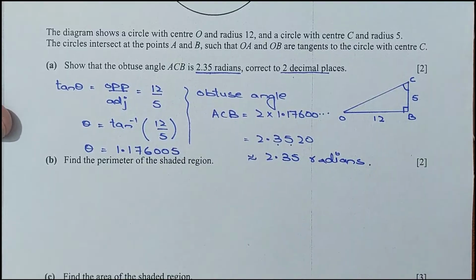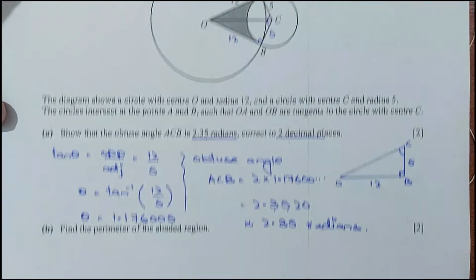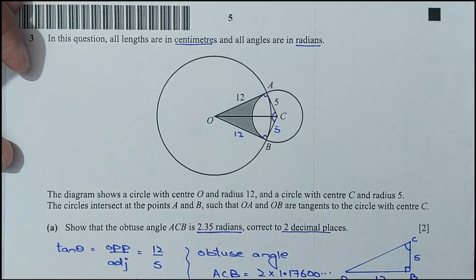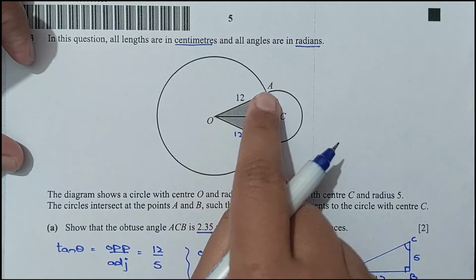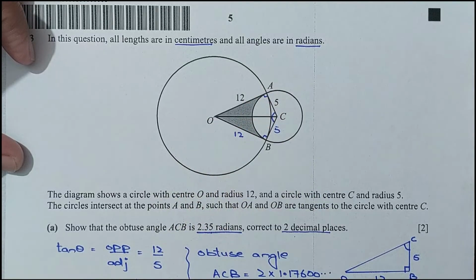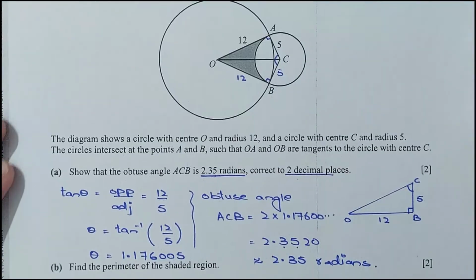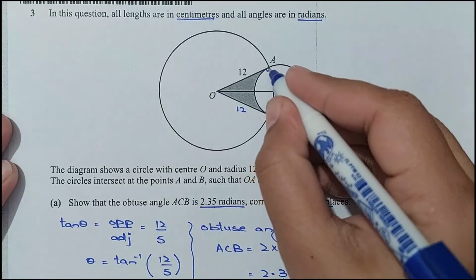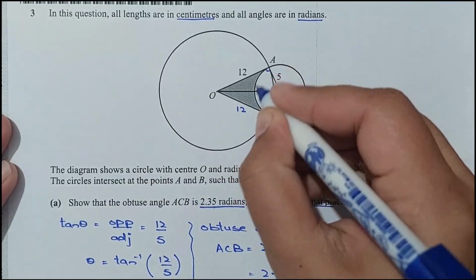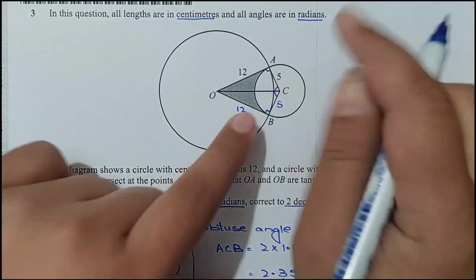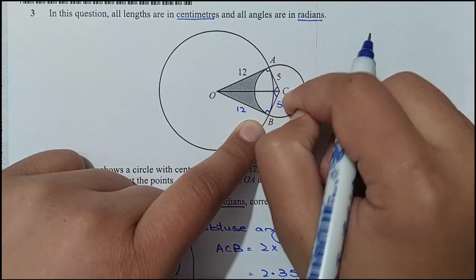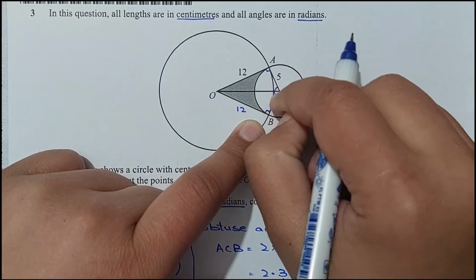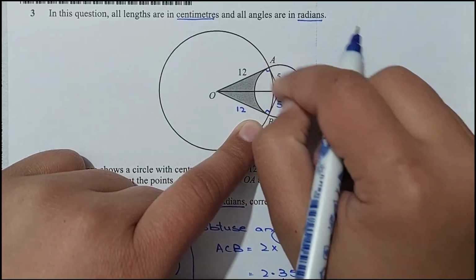Moving to part B, find the perimeter of the shaded region. The perimeter of the shaded region we have to find out. This 12, this 12 and this as well. So the perimeter includes this length as well, which is basically the arc length of this smaller sector, A, C and B. We have this angle. The arc length is radius times theta. Radius is 5 and we already got the theta.